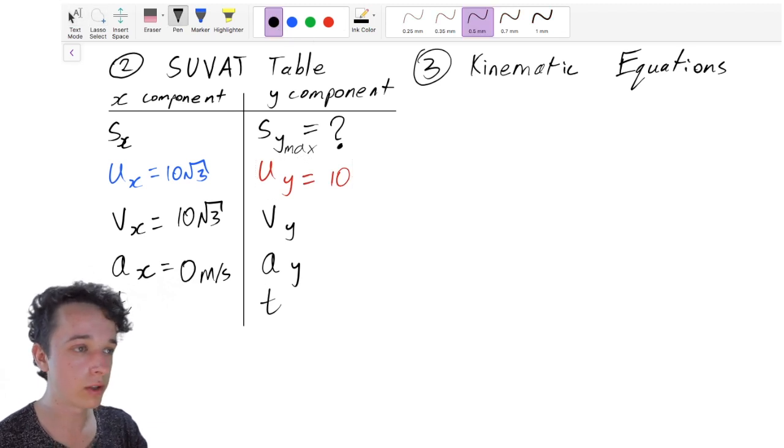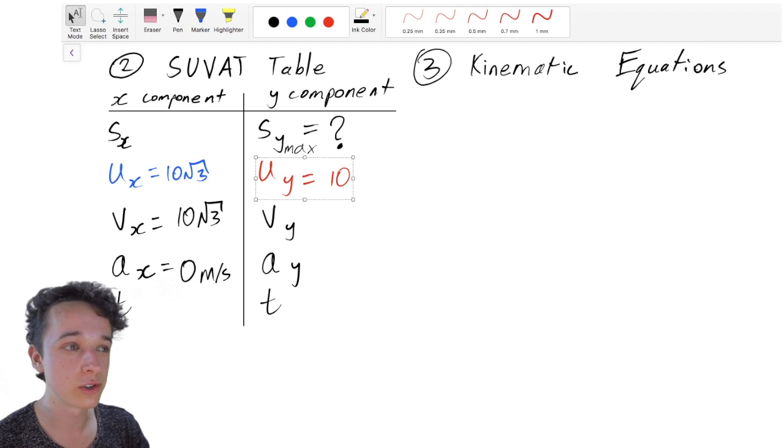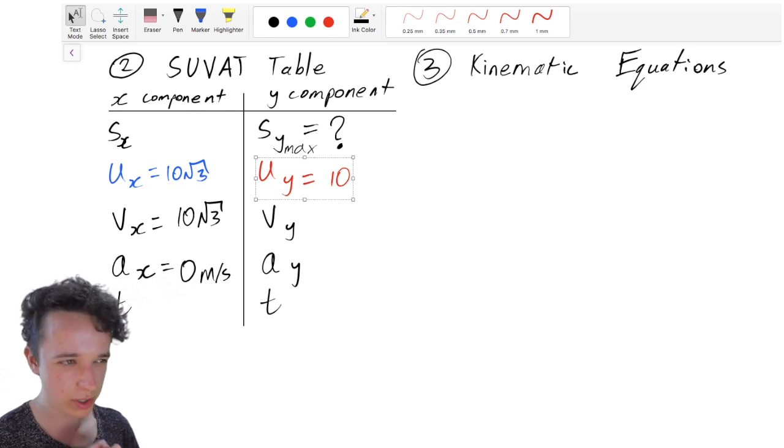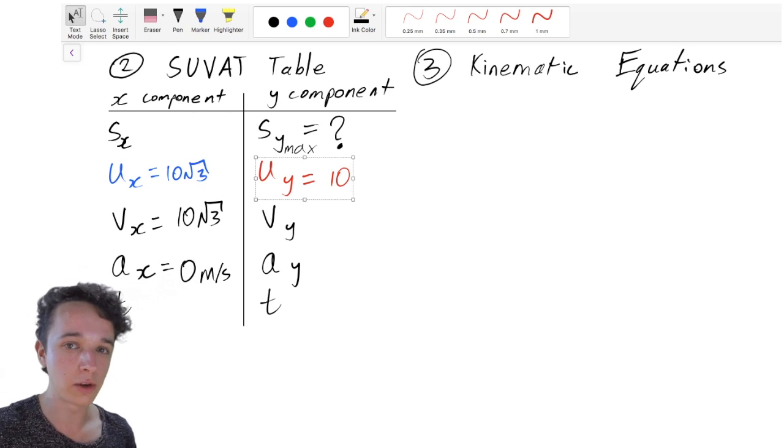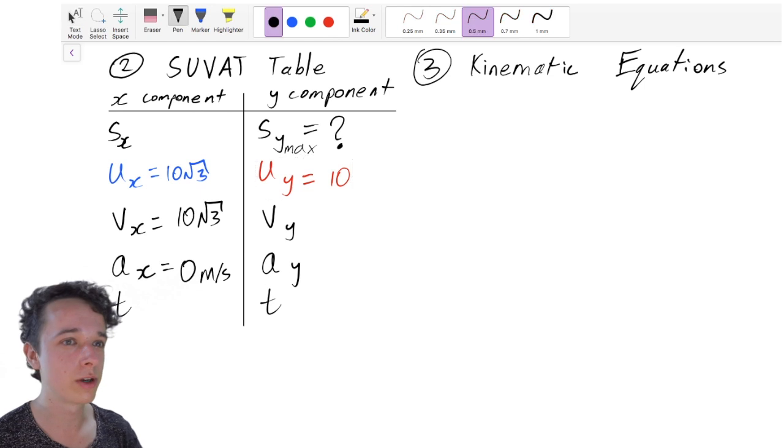Do we know what the final velocity is? This is an interesting question. This is the entire crux of a maximum height question that you need to remember. So when you're doing a maximum height question, the final velocity in the y component is 0. Why is the final velocity in the y component 0?